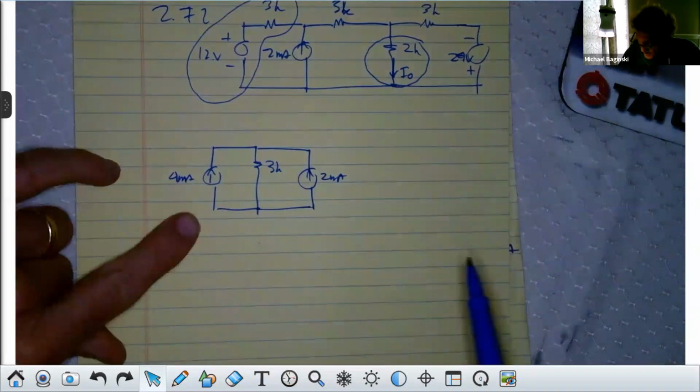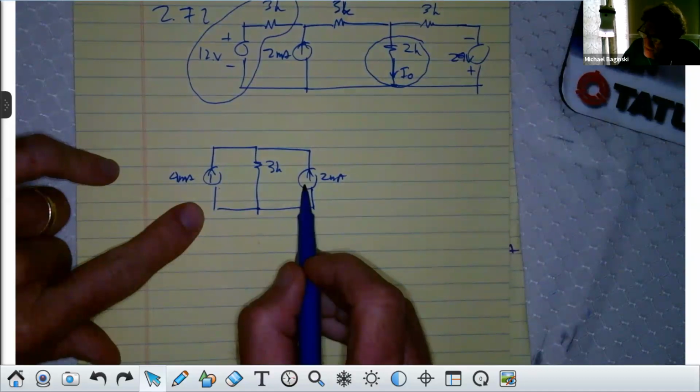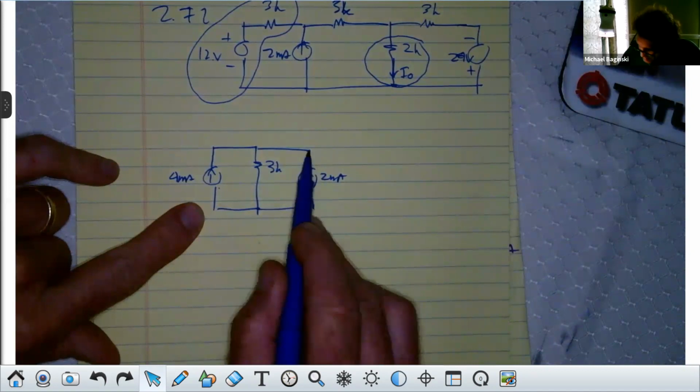Now, I want you to take a look at, you see how these two current sources are in parallel? You can effectively add them up. They're both in the same direction. They're both going into this node.